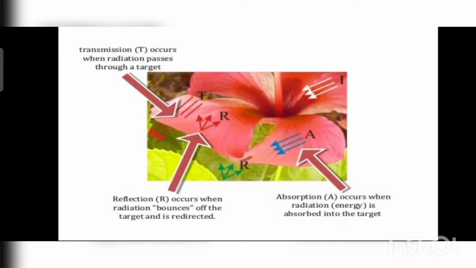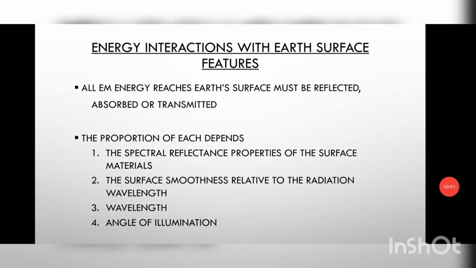Reflection occurs when the radiation bounces off the target and is redirected. Absorption occurs when the radiation is absorbed into the target, and transmission is the radiation that passes through a target. Now let's look at the energy interactions with the Earth's surface features. All EM energy that reaches the Earth's surface must be either reflected, absorbed or transmitted. The proportion of each depends on the spectral reflectance properties of the surface materials.